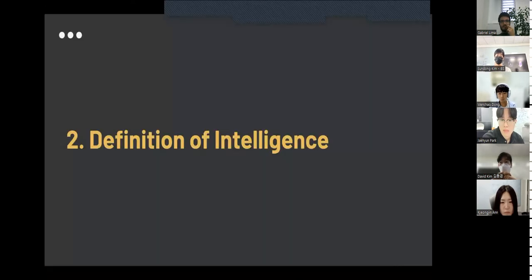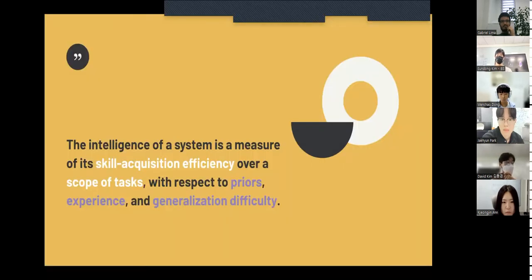And that brings us to the second main point of the paper, which is the definition of intelligence. The intelligence of a system is defined to be a measure of its skill acquisition efficiency over a scope of tasks with respect to three things. That's priors, experience, and generalization difficulty. So the first part, skill acquisition efficiency, that's what we just talked about.